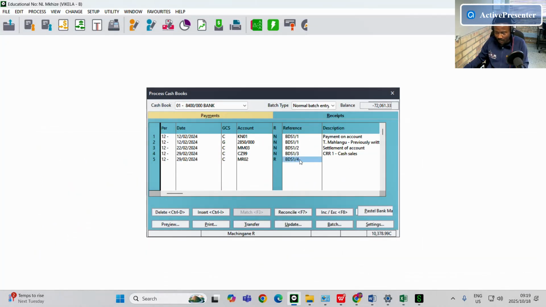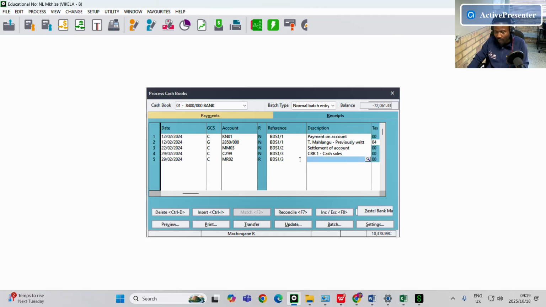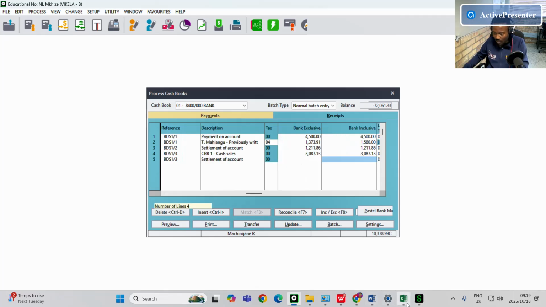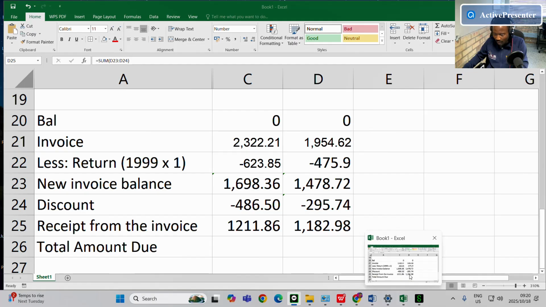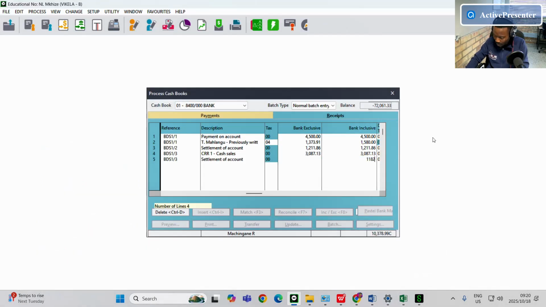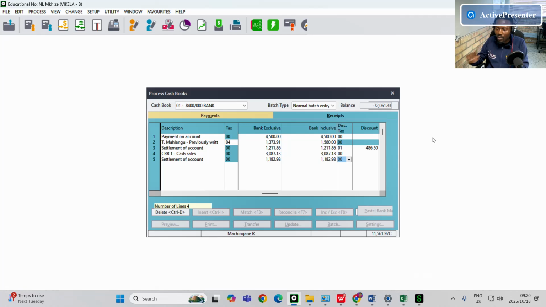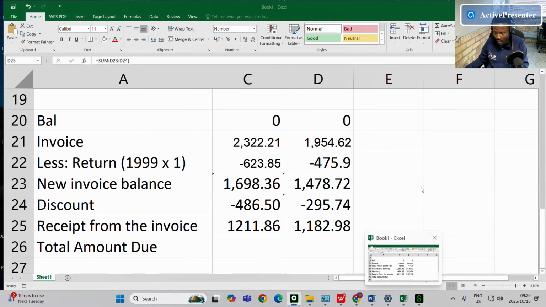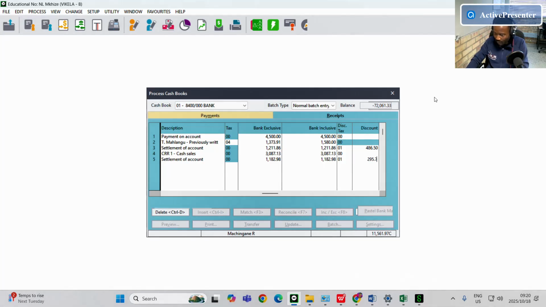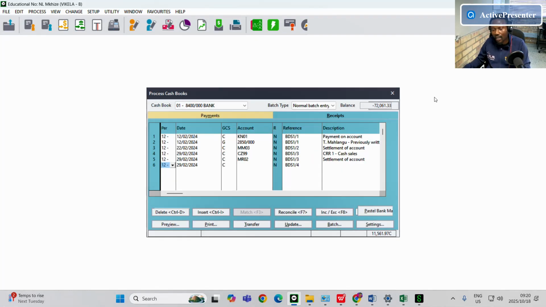Okay, it's still the same deposit slip. Right, it's settlement of account. If I'm not mistaken, yes, it is settlement of account. And the amount, let me just recap, it's 1,182.98. Remember, once you have a discount, you need to include the discount tax, just like when we were busy with CPJ. So 1, enter. Then it's 295.74. Yes, so we are done with the deposit slips.